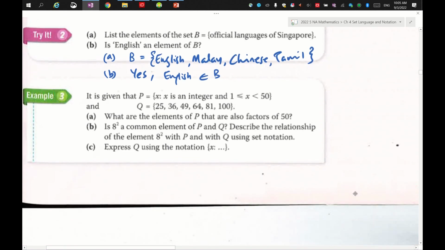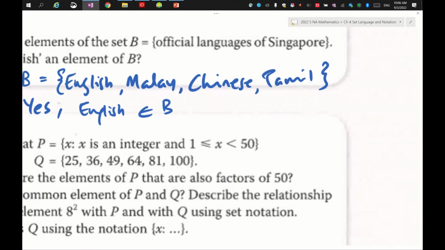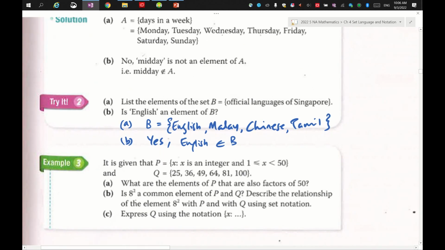Example number 3, where we work with types of numbers. Different types of numbers. So we've got x is an integer, but x is greater than or equal to 1, or less than 50. So take note of the inequality range. I can include 1, but I cannot include 50.